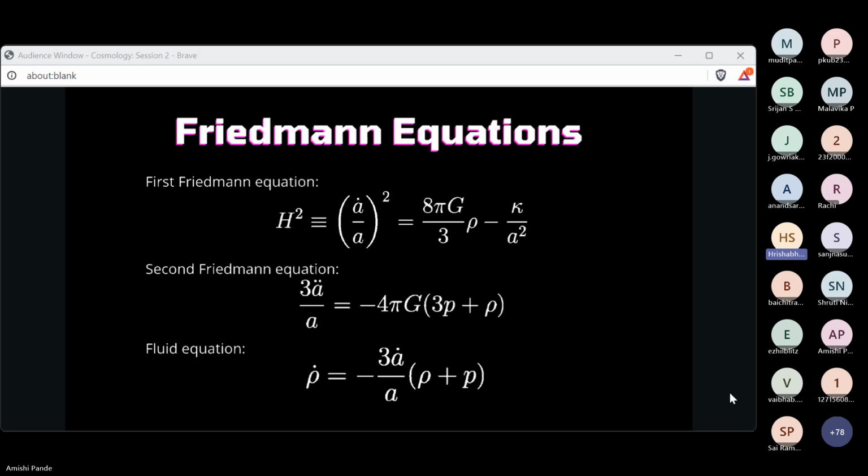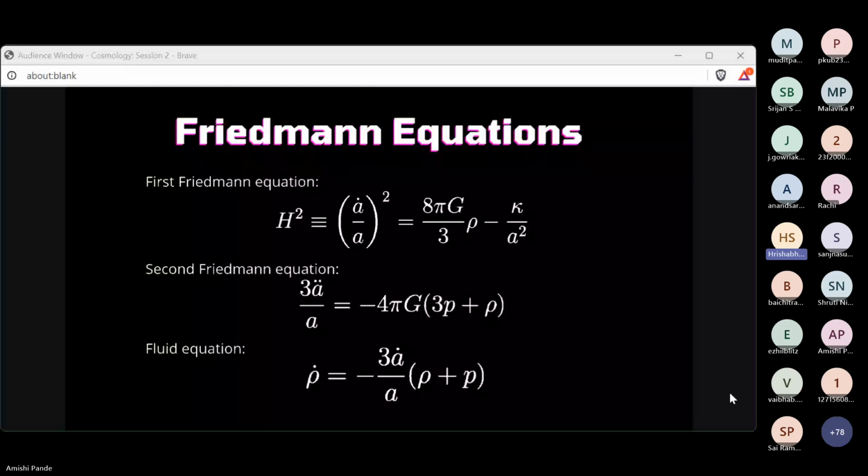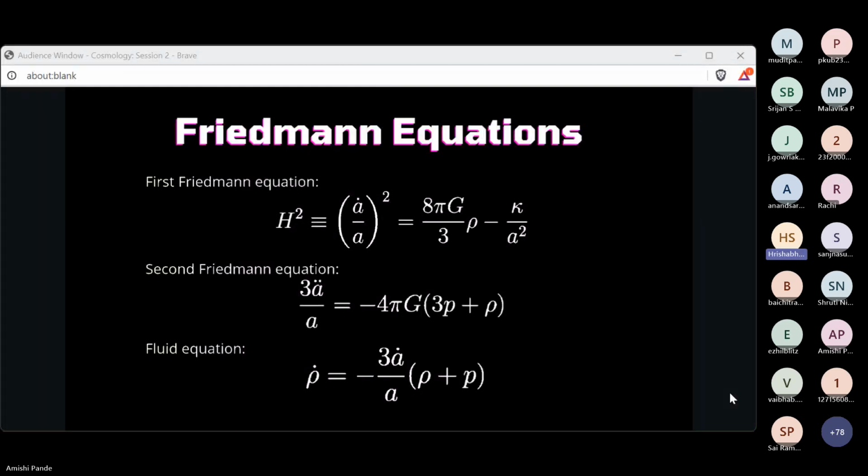As I have said all this while, our goal is to find out what exactly, we know that a is a function of t, but what exactly is that function is what we want to find out. That is what will tell us how exactly the expansion is happening. And as someone said about inflation before, that is also what will tell us if inflation happened or not, because it takes into account everything.